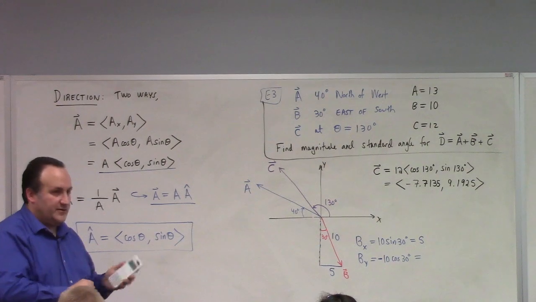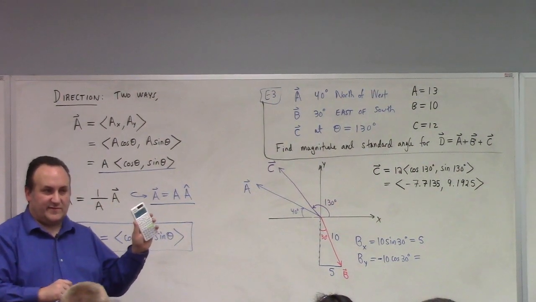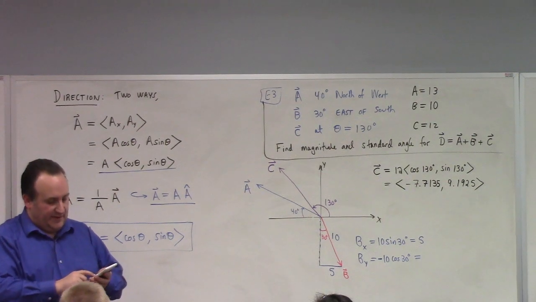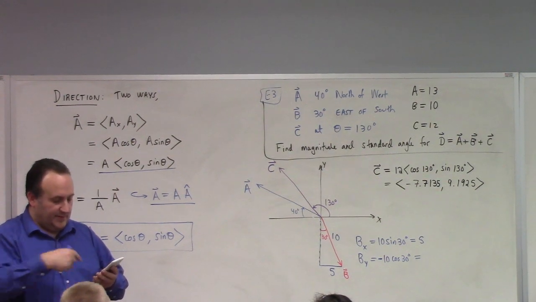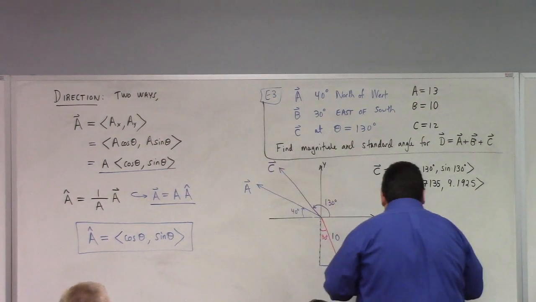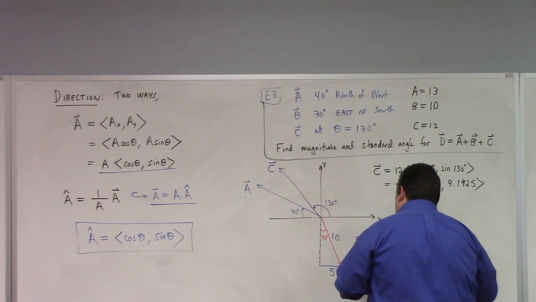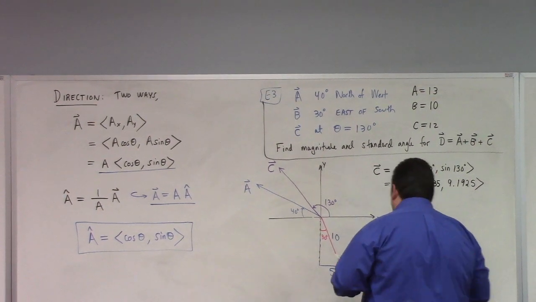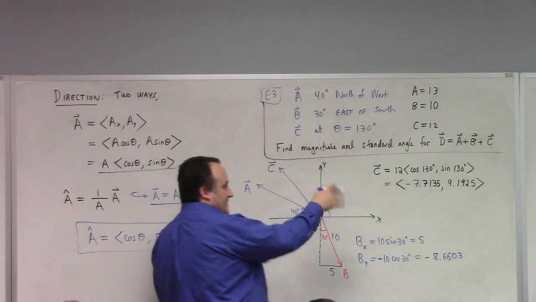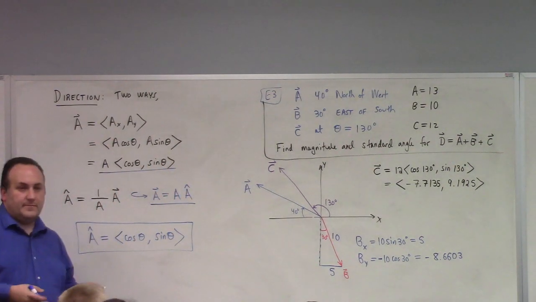My calculator annoyingly gives me 5√3, which is a lovely answer for a calculus class, but a worthless answer for us here. So I will hit the S-D key; you can switch from the exact to the decimal here. So we get minus 8.6603, let's say. All right, there's my B. So I've got C, I've got B, and now I need to figure out A.